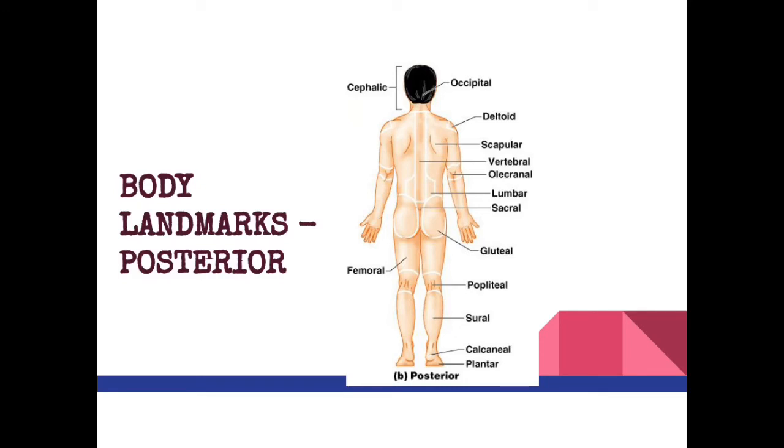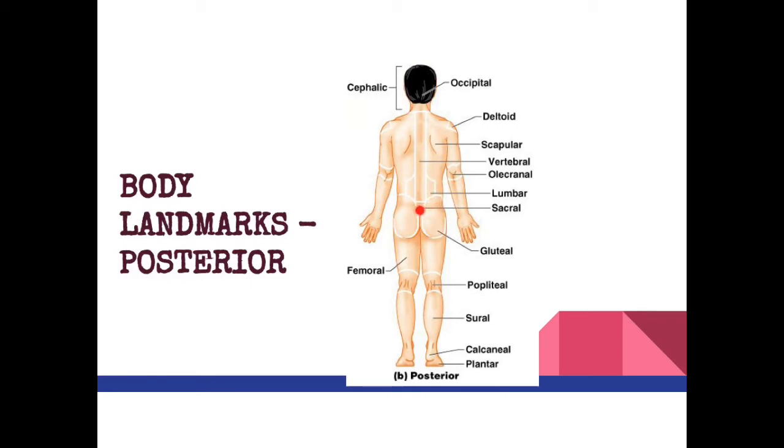So looking at these regional terms of the posterior body on the diagram here. Cephalic is the entire head. Occipital is the posterior part of the head. Deltoid is the shoulder or the curve of the shoulder formed by the deltoid muscle. Scapular is the shoulder blade. Vertebral is the spine area. Olecranial is the posterior part of the elbow. Lumbar is the area between the ribs and the hips posteriorly, so the lower back region.